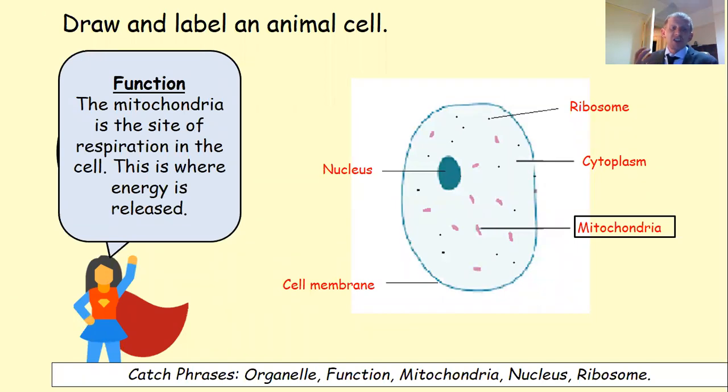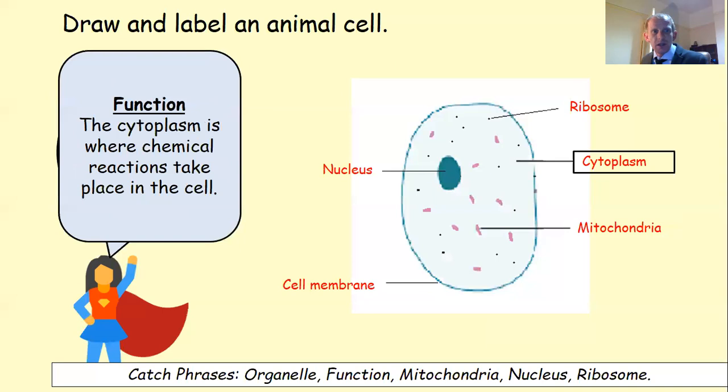Moving around to the mitochondria. The mitochondria is the site of cellular respiration. It is where energy is released from the food that we eat. The glucose that we eat is combined with oxygen, and it releases energy that our cells can use. The cytoplasm. Now, this is a jelly-like substance that is basically where all the chemical reactions of the cell can take place.